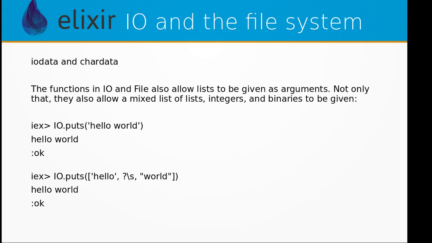Let's look at IO data and character data. The functions in IO and File also allow lists to be given as arguments. Not only that, they also allow a mixed list of lists, integers and binaries to be given. So if we use IO.puts("hello world"), we get hello world, and if we use IO.puts and pass in the list 'hello', ?\s and then 'world', we get hello world, the same result.